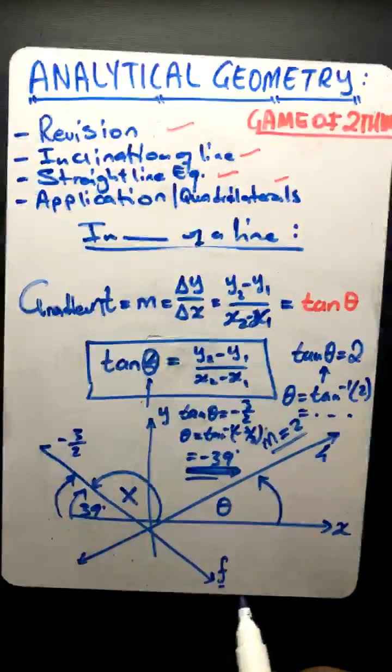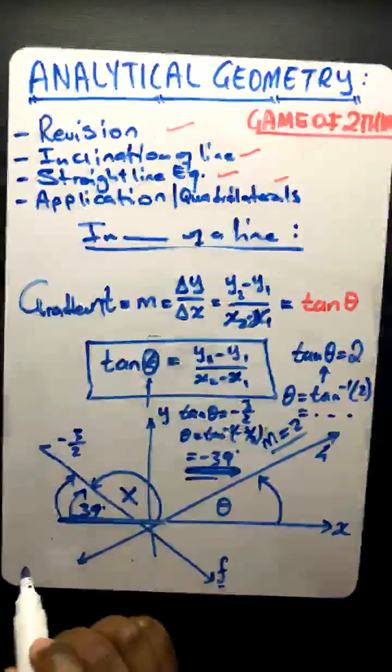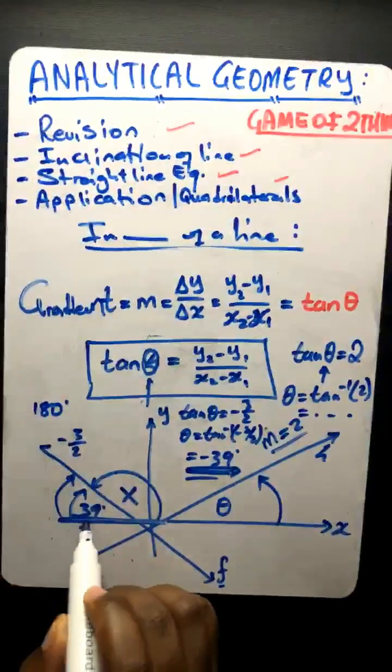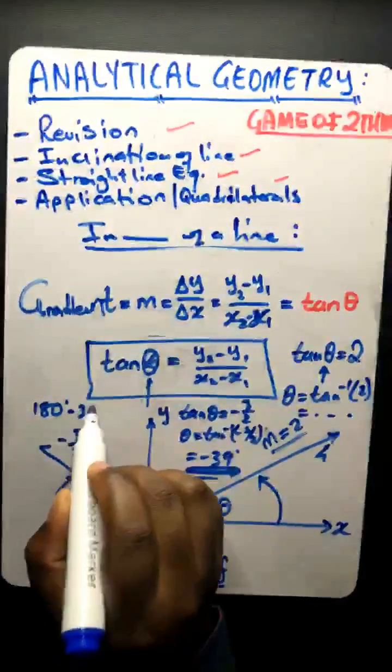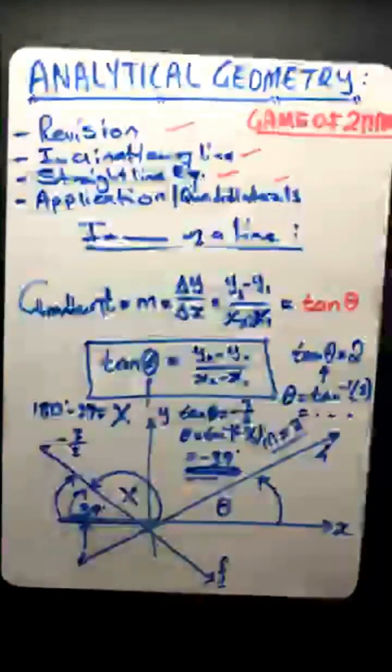How are you then going to get that? That's why we say this is a straight line being 180 degrees. So you are going to say 180 degrees minus that angle, which is 39. It is going to give you an angle of inclination.